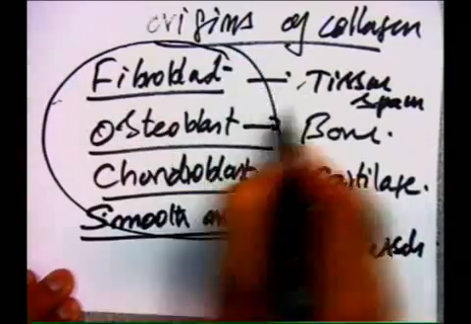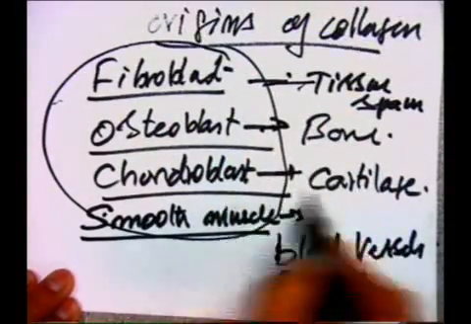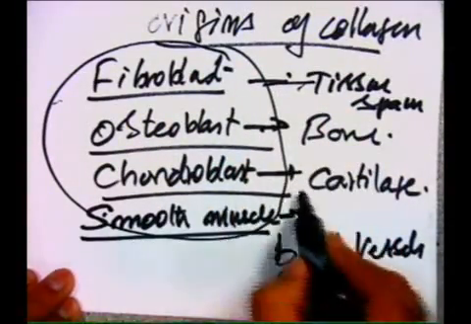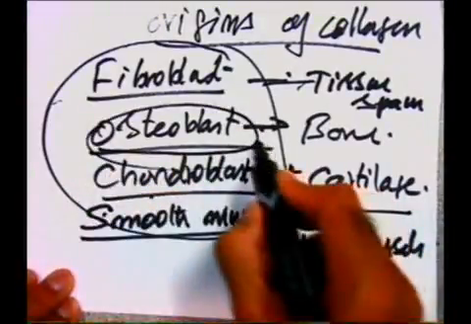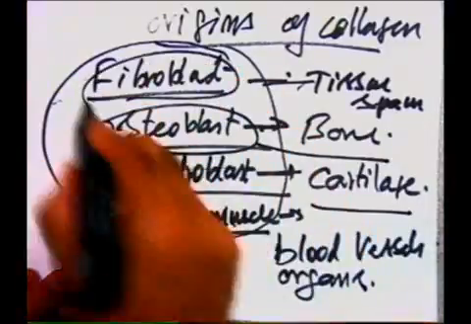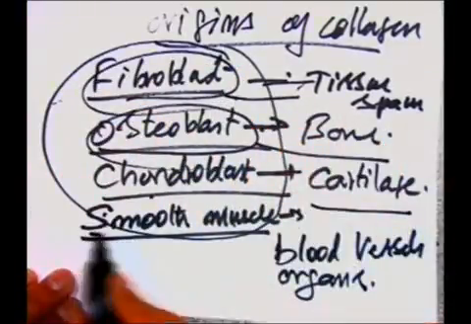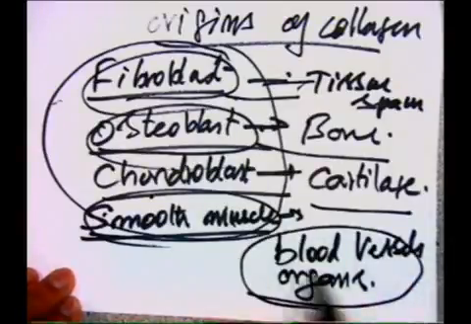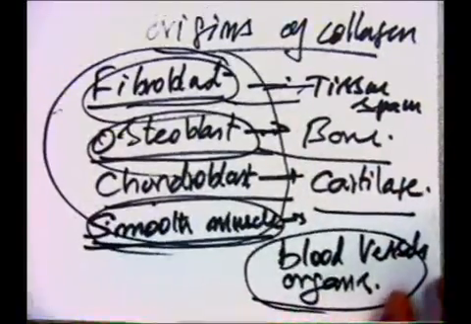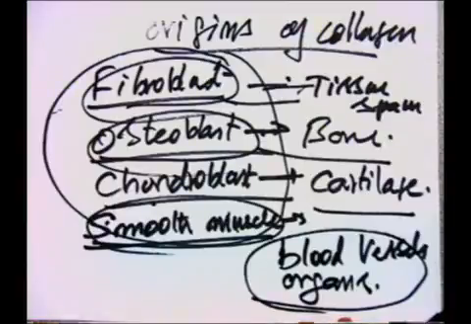So these are the cells, and these are the places where they export the collagen. Chondroblasts export collagen to cartilage, osteoblasts export collagen to bone tissue, and fibroblasts export it to the tissue space. Smooth muscle cells synthesize and export the collagen to blood vessels and organs for their protection. Okay. These are the stages of collagen synthesis and where you find it.